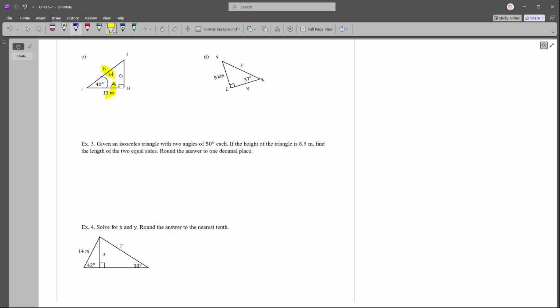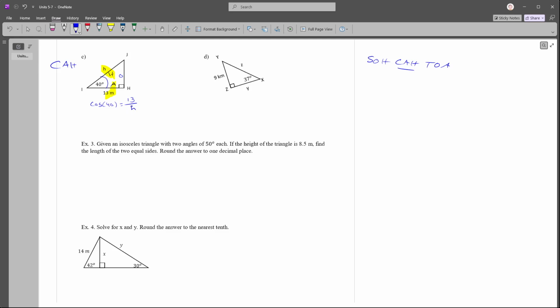So AH. SOHCAHTOA, I'll write it over here again. SOHCAHTOA. AH. That's CAH. So that means cosine is equal to adjacent over hypotenuse. All right, so we can write this out. So cos of our reference angle, which is 40, is equal to our adjacent, which is 13, over our hypotenuse, which is little h.